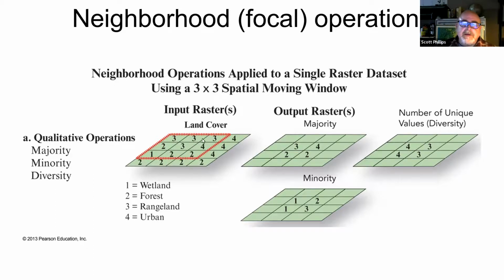How many different numbers occurred in this window? It was 4 different, it was 1s and 2s and 3s and 4s. That's 4 different numbers within that window. In this example, this might be land cover. So we may be doing something like a land cover matrix. What is the most common land cover in an area? What is the least common? How diverse is the land cover within an area?